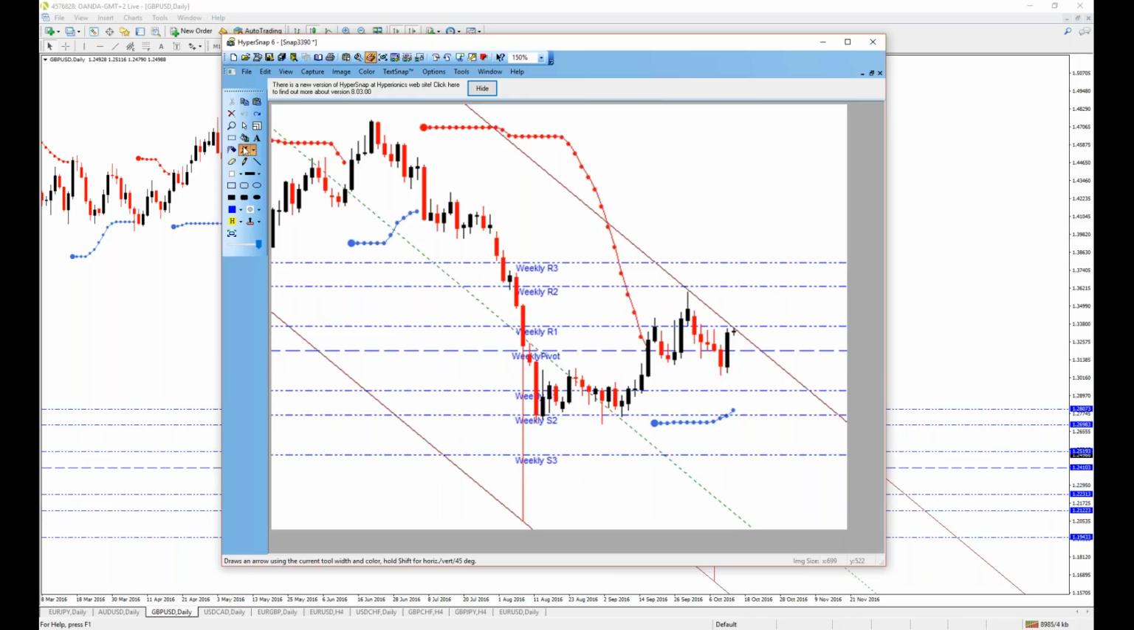Next, we have these brown lines coming down. Okay, this is called a trend channel, and when they're coming down like this, it means we are in a downward trend. If they were going up, that would be an upward trend. Right now, this is a downward trend.